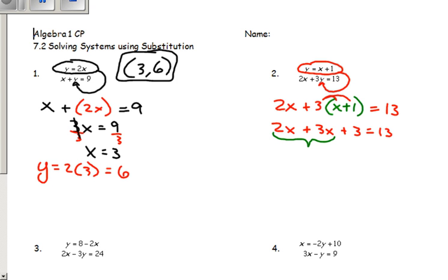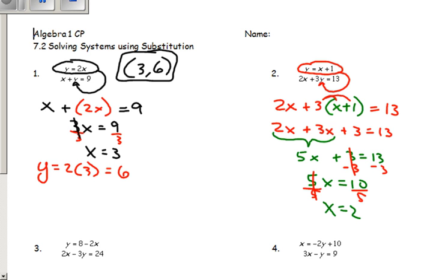2x plus 3x gives me 5x plus 3 equals 13. Now this is a pretty simple equation for us to solve. Subtract 3 to both sides. 5x equals 10. Going to go ahead and divide by 5. And we get x equals 2.